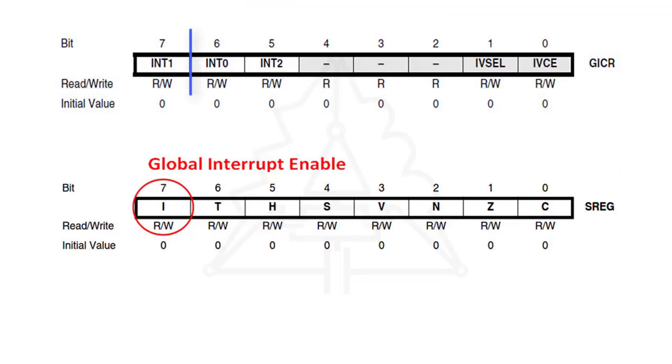When the int 0 bit is set 1, and the I bit in the status register SREG is set 1, the external pin interrupt is enabled. When the int 1 bit is set 1, and the I bit in the status register SREG is set 1, the external pin interrupt is enabled. When the int 2 bit is set 1, and the I bit in the status register SREG is set 1, the external pin interrupt is enabled.